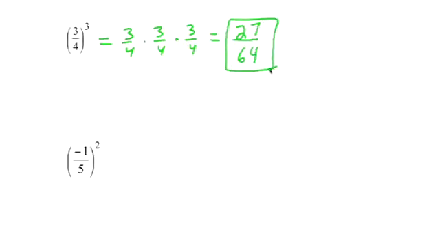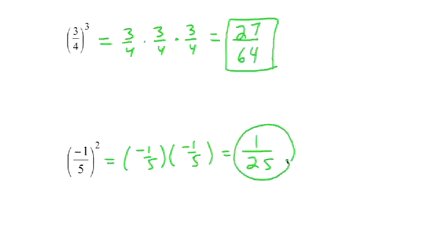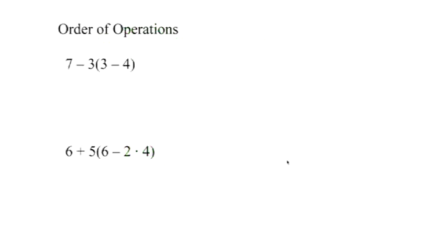Easy enough. Similarly here, this says multiply 2 negative 1/5s together. As Jerry recommended, let's think about the sign first. Negative times negative is positive, so the answer is going to be positive. No canceling I can do here, so 1 times 1 is 1. 5 times 5 is 25. Answer here is 1/25.